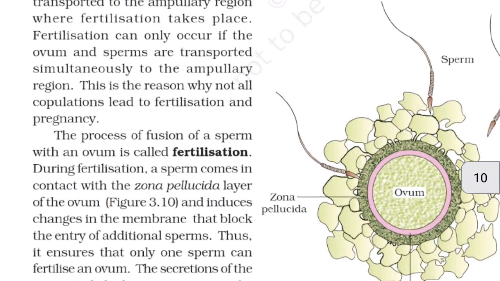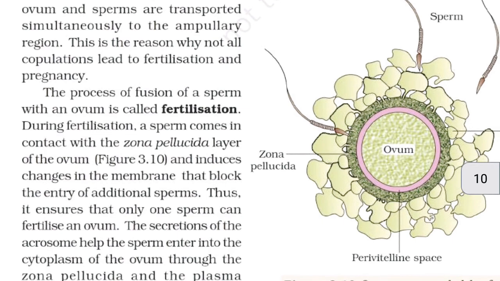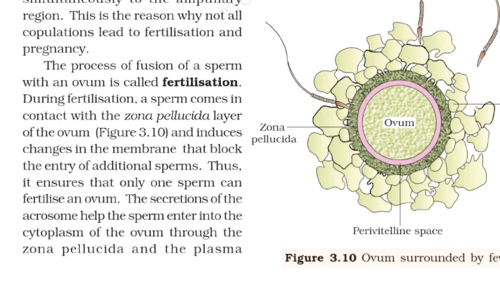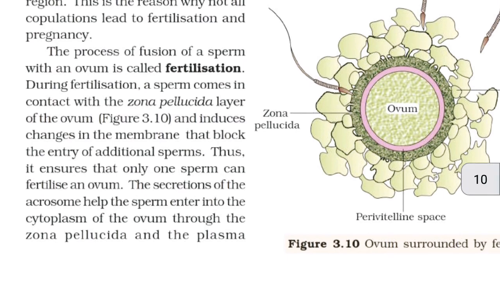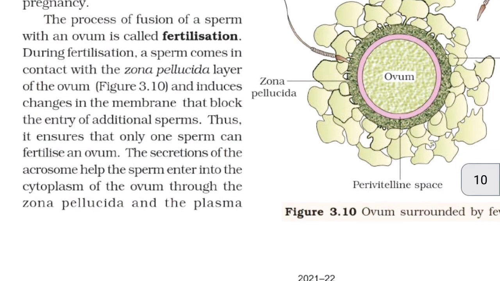Fertilization can only occur if the ovum and sperms are transported simultaneously to the ampullary region. This is the reason why not all copulation leads to fertilization and pregnancy. The process of the fusion of a sperm with an ovum is called fertilization.